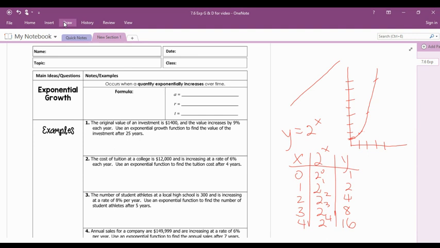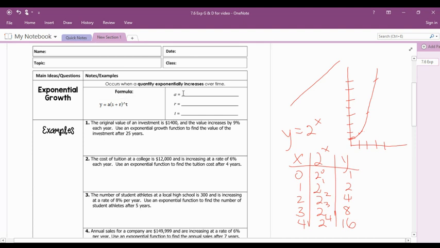So now I want to go ahead and tell you the formula, so we can just plug these in real easy. Let's go ahead and write the formula. So we've got y equals a times 1 plus, for growth, r to the t. So here is your formula. And over here, we're going to define what these mean.